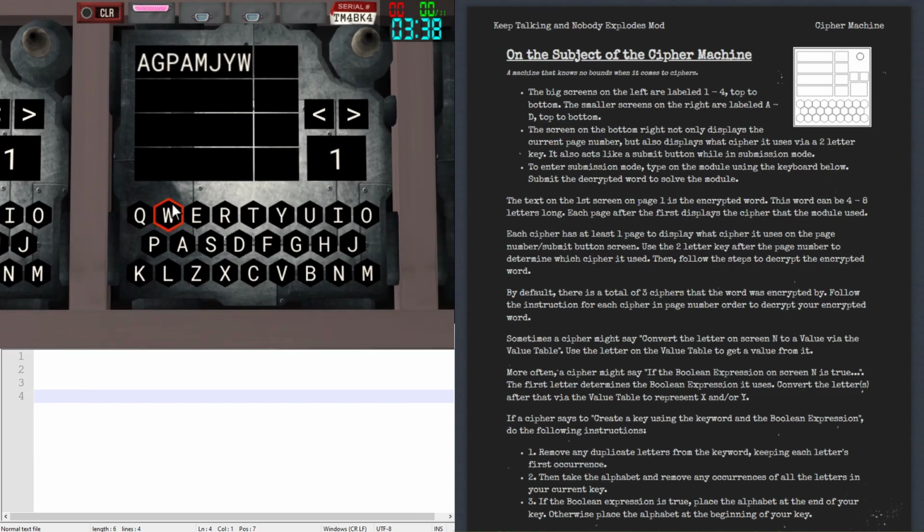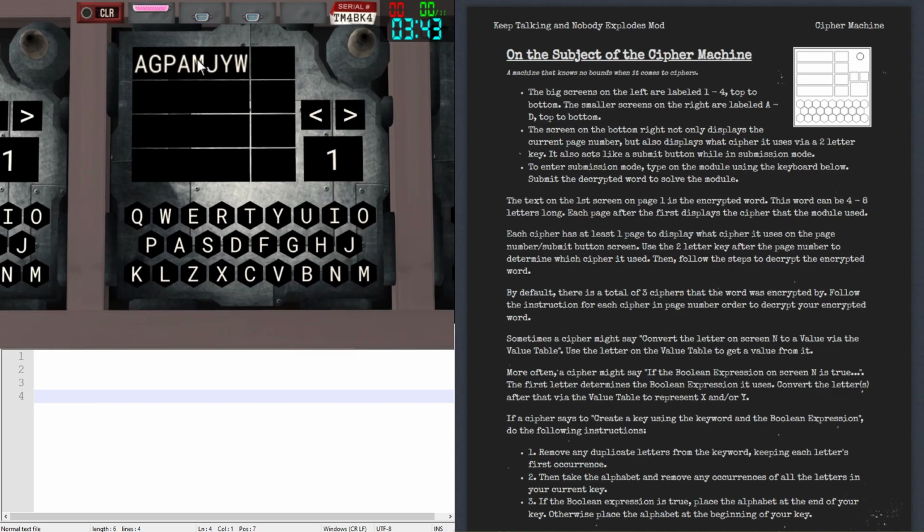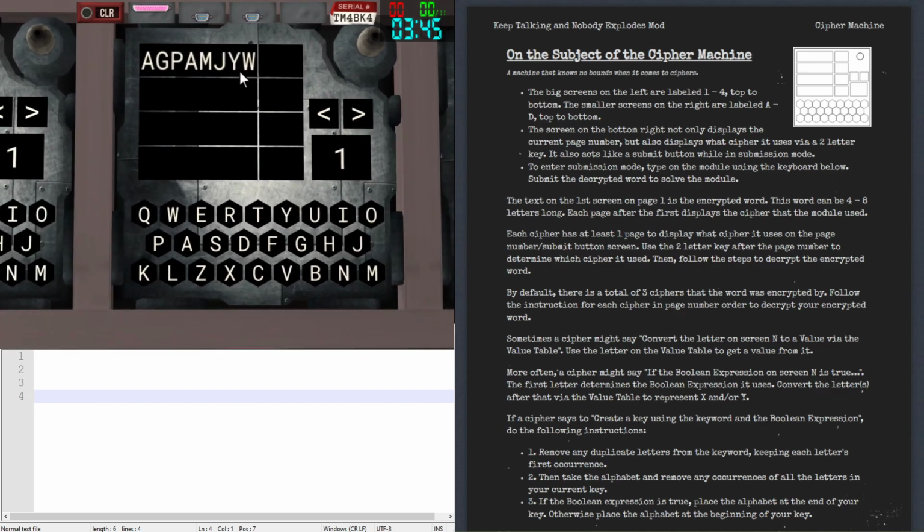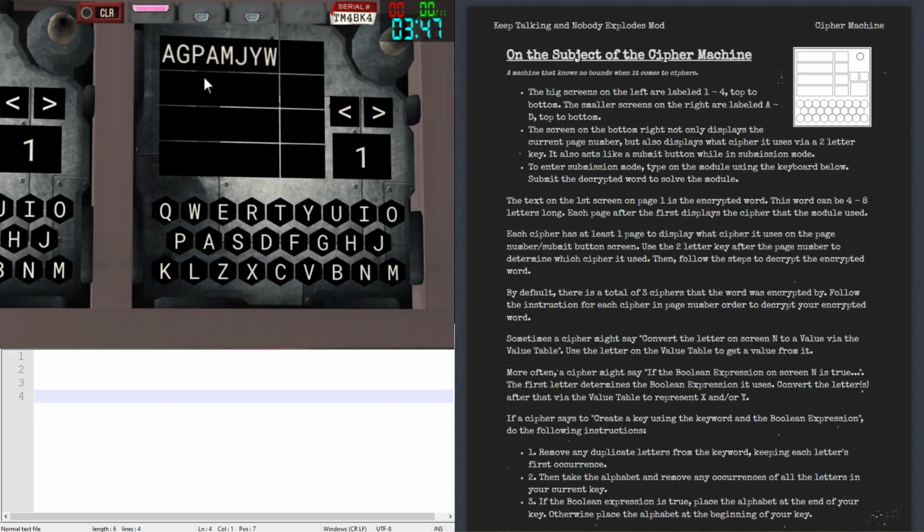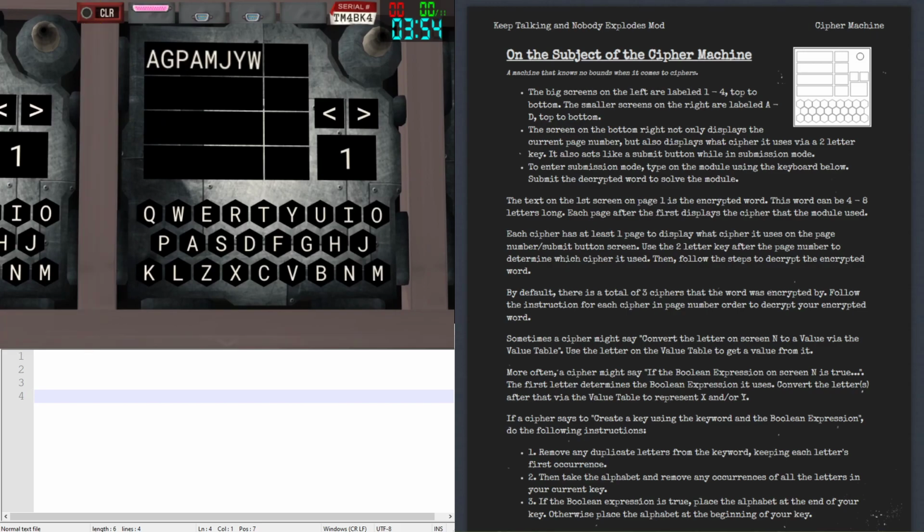So, the mechanics of the Cipher Machine. There is an encrypted word displayed on the first page of the first screen. The length of this encrypted word can be between 4 and 8. So it can be 4, 5, 6, 7, or 8. For instance, this is going to be an 8-letter word, so I'm going to copy this down.